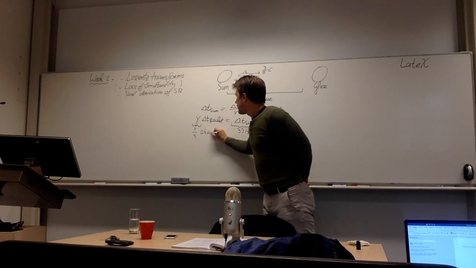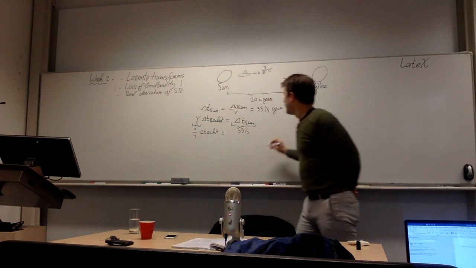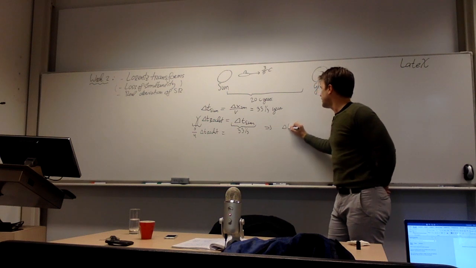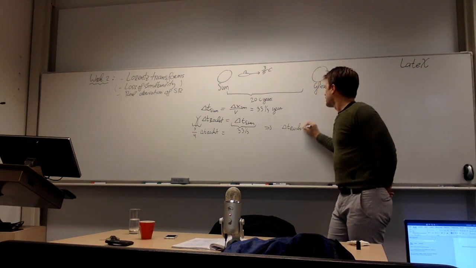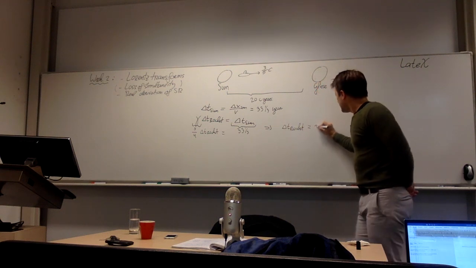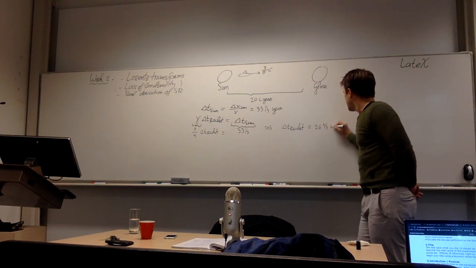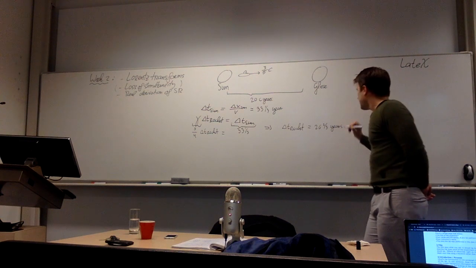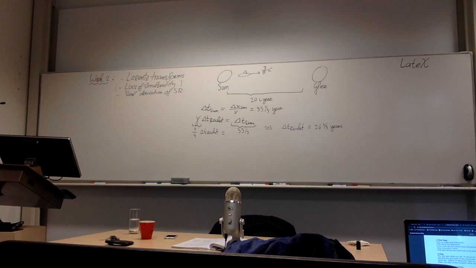Delta T rocket, and then from this you found the delta T rocket was 26 and two-thirds, I think. I'm not calculating, I'm just remembering. 26 and two-thirds, right? This by itself is not a paradox. This is just really relativity.